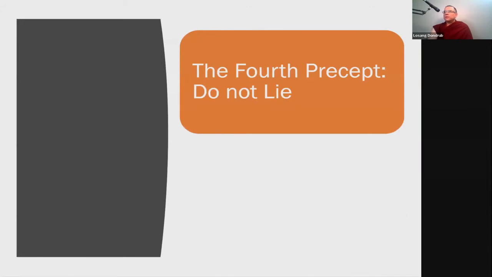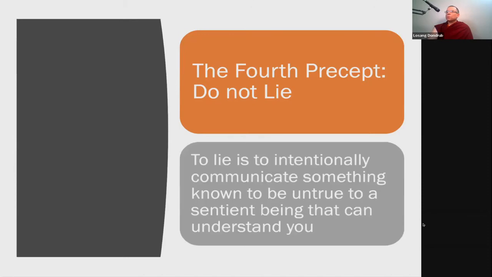And then the fourth is to not lie. So to lie, again, we have to intentionally communicate something that we know to be untrue. And the sentient being has to be able to be conscious, be speaking the same language that we are, and they have to be able to understand what we're saying.